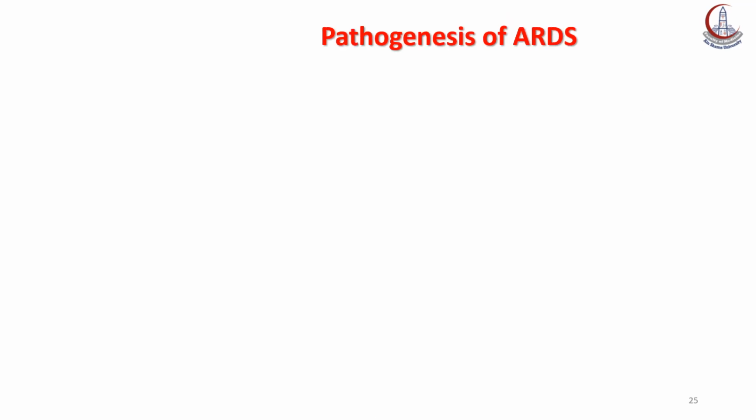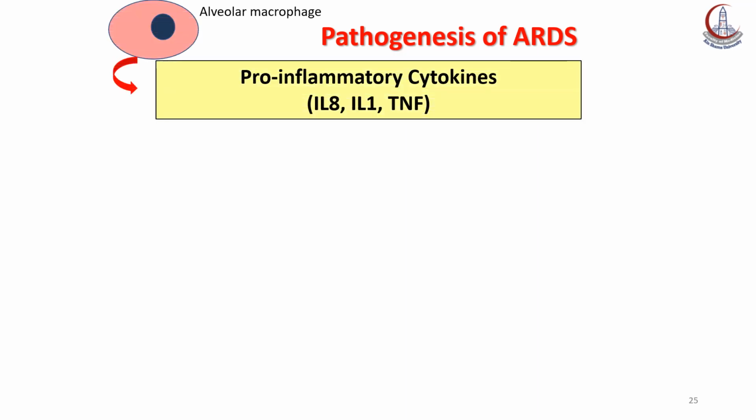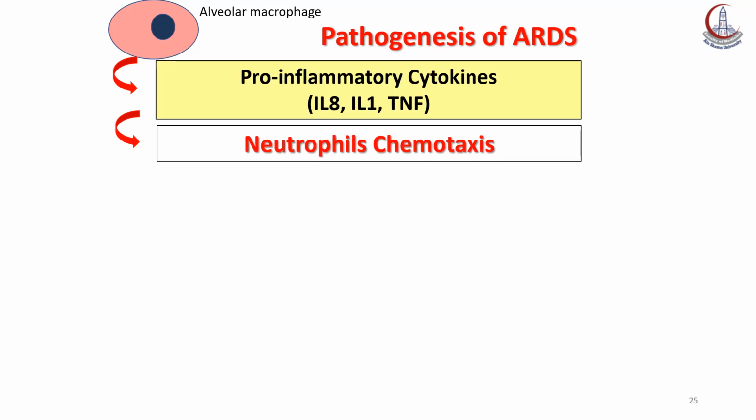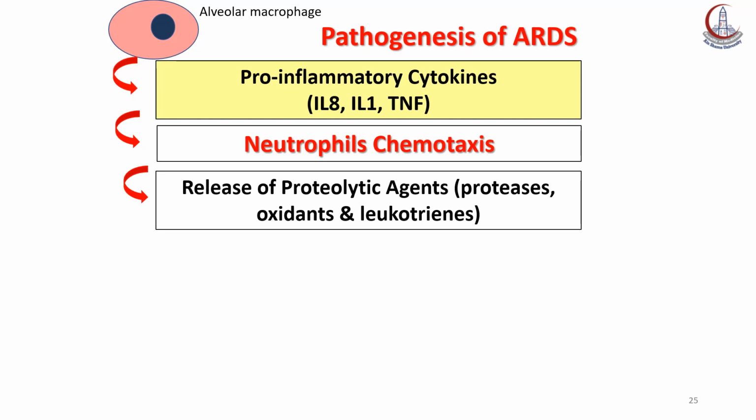The pathogenesis of acute respiratory distress syndrome starts from the alveolar macrophages, which secrete pro-inflammatory cytokines like interleukin 8 and 1. These cytokines lead to neutrophil chemotaxis. The neutrophils release proteolytic agents like proteases, oxidants, and leukotrienes.